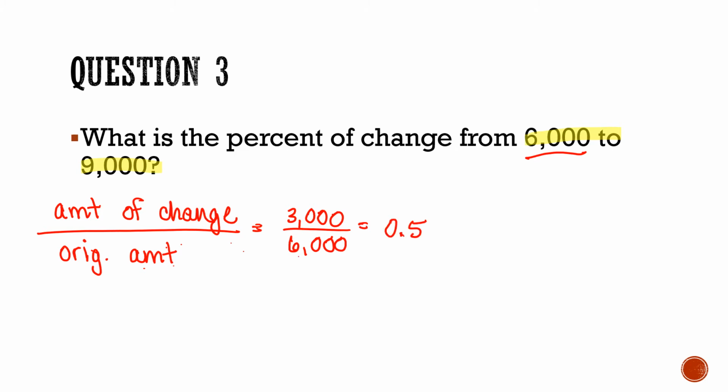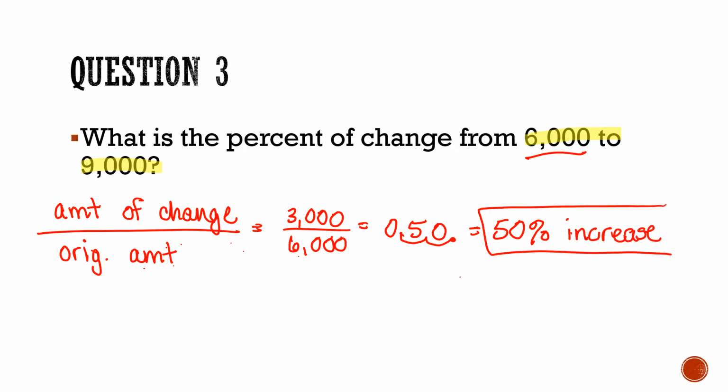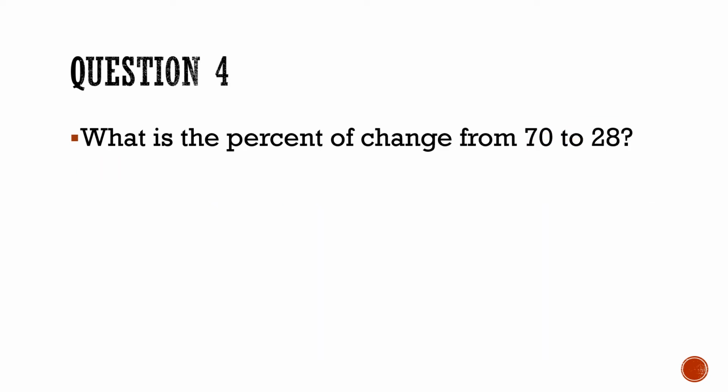And we have to change that decimal to a percent by moving it 2 places to the right, which is 50%. And this time, is it an increase or a decrease? We already said from 6,000 to 9,000 is an increase. So your answer would be a 50% increase. Pause your video and try question 4.